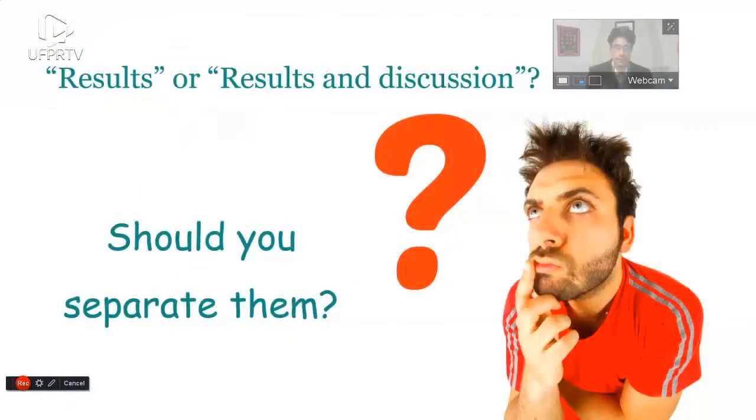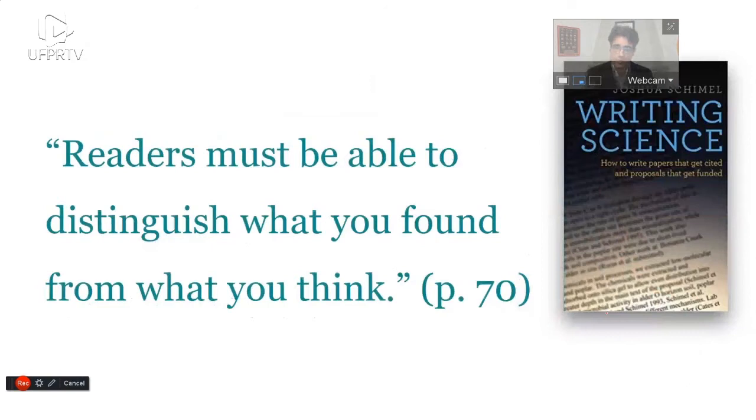Should you have a results or a results and discussion section, or should you separate them out? The answer to that is actually a pretty easy one. The most important thing is that the readers of your article should be able to distinguish what you found from what you think. It doesn't matter what science you're writing in, the humanities, basic or applied sciences. Whatever your science is, if you have results and you're going to discuss those results, you can put the results and discussion together in one section, but your readers need to be able to distinguish between what you found and what you think.